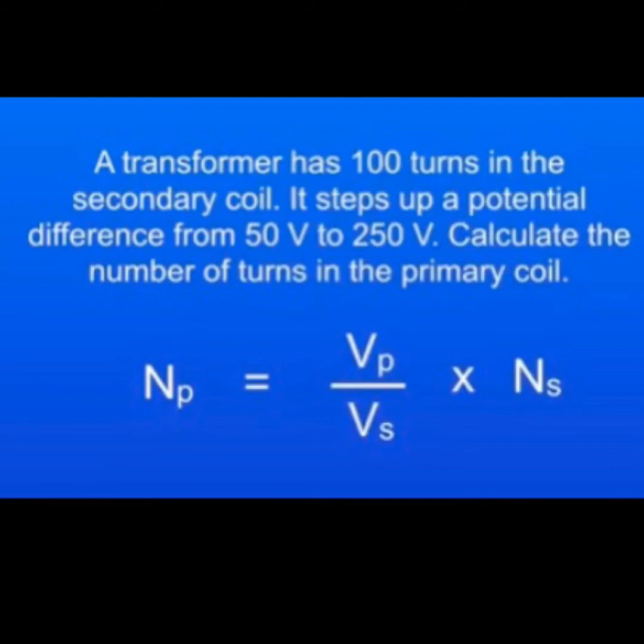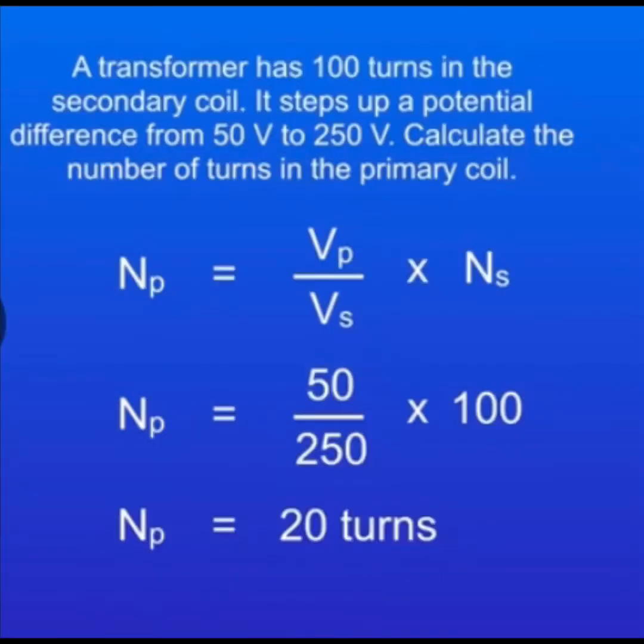First, we are going to rearrange the equation. So Np equals Vp divided by Vs multiplied by Ns. We have Vp equals 50, Vs equals 250, Ns equals 100, and Np will be equal to 20 turns.